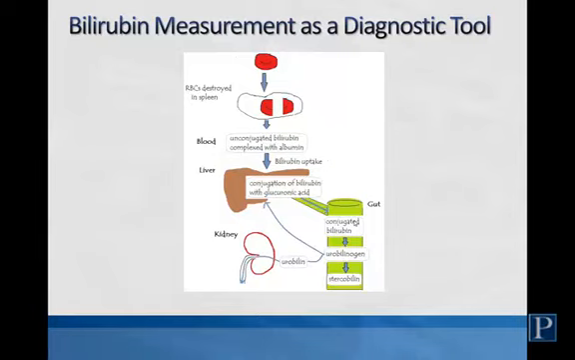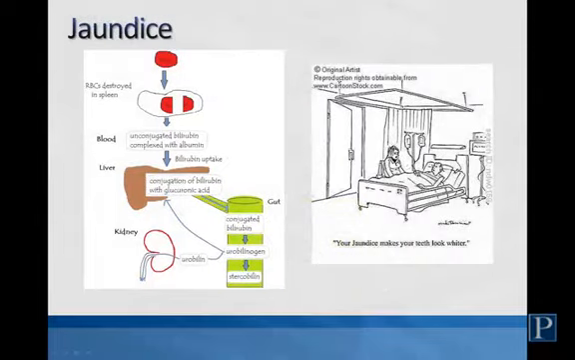Now they can look at the measurement of unconjugated bilirubin and conjugated bilirubin in clinical diagnosis. So one example would be if someone has jaundice. So I like this cartoon. Your jaundice makes your teeth look whiter. Now jaundice makes people have a yellowish skin. The whites of their eyes look yellow. It's because of the retention of bilirubin. There's a number of different causes of jaundice. Now jaundice is not a disease, it's a symptom.